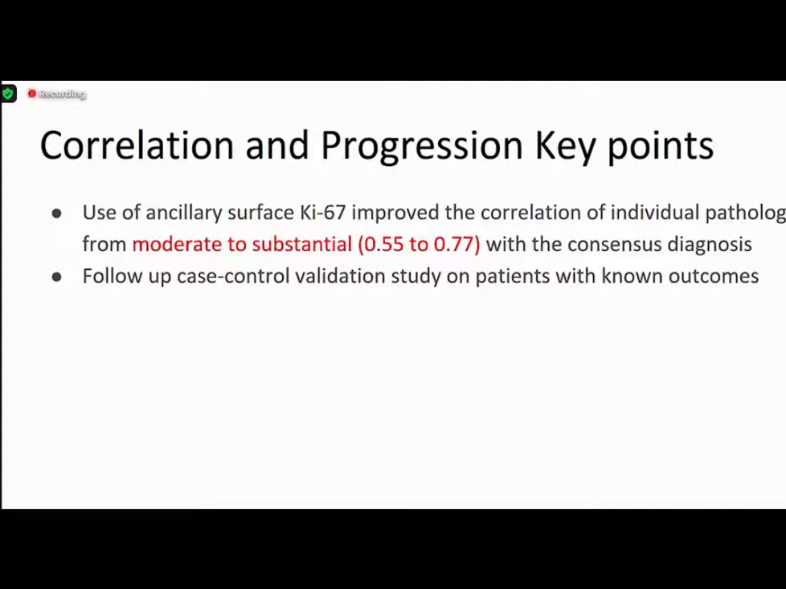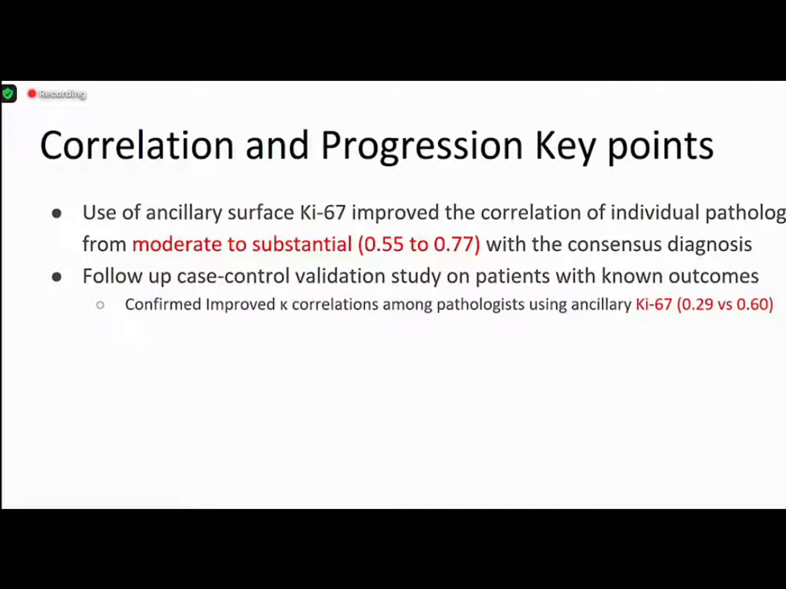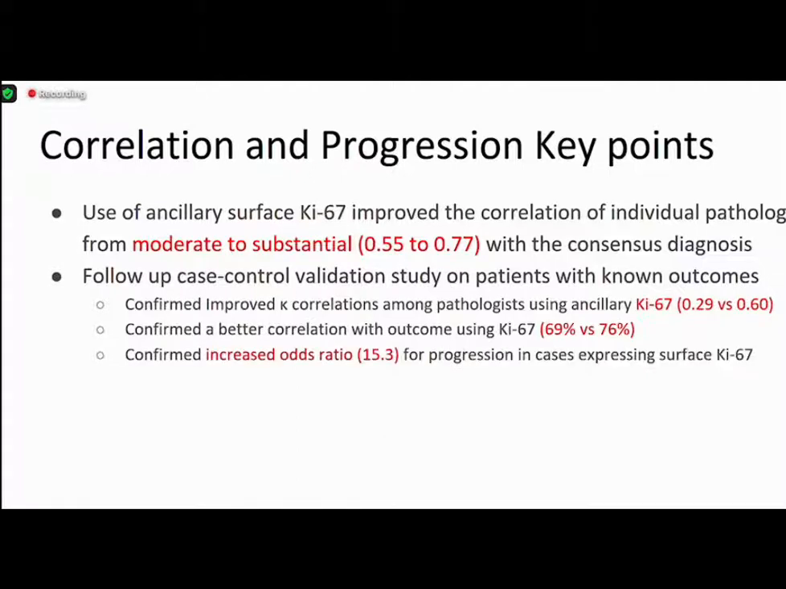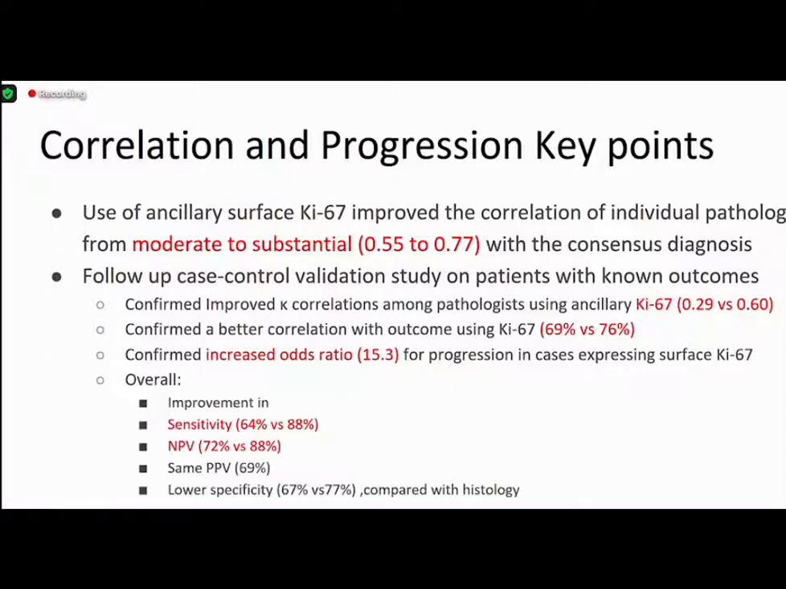And we followed this trend with a validation case control study on patients who have known outcomes. In this study, we confirmed our improved kappa correlation amongst pathologists using ancillary Ki67 from fair to moderate, confirmed a better correlation with outcome using Ki67 from 69% to 76%, and confirmed increased odds ratio for progression in cases that have expression of surface Ki67. Overall, we saw improvement in sensitivity from 64% to 88%, and negative predictive value from 72% to 88%. Same positive predictive value and lower specificity, 67% versus 77%, when comparing it with the histology alone.